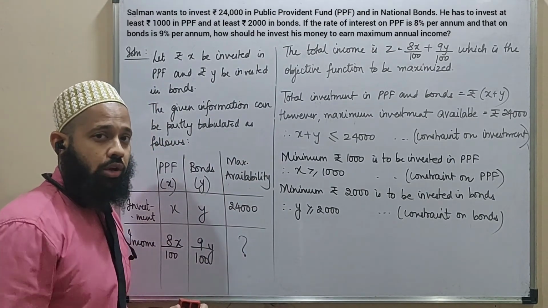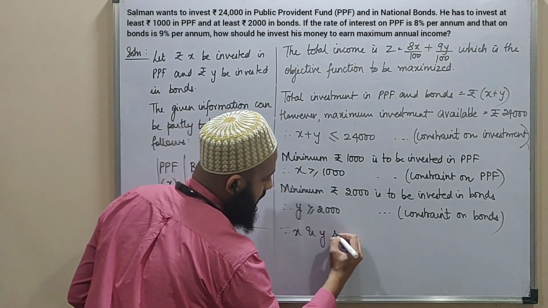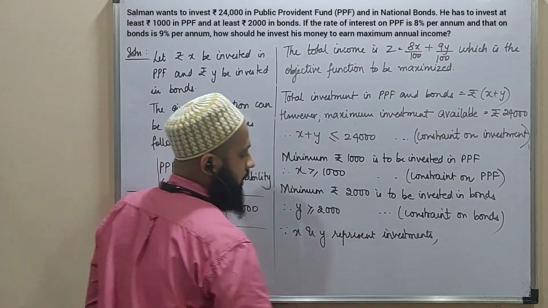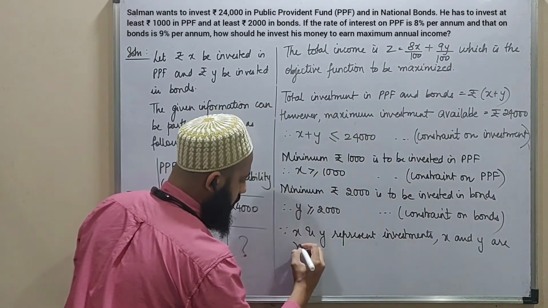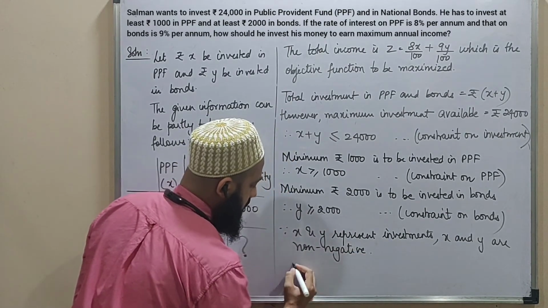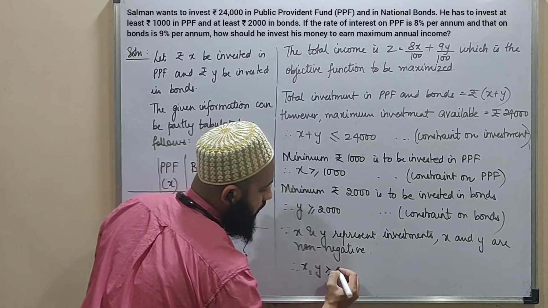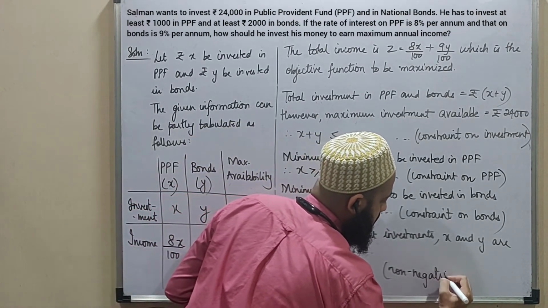Time to take your non-negativity constraints. Since X and Y represent investments, X and Y are non-negative, or they are positive, or cannot be negative. Therefore, X comma Y greater than equal to 0. These are your non-negativity constraints.